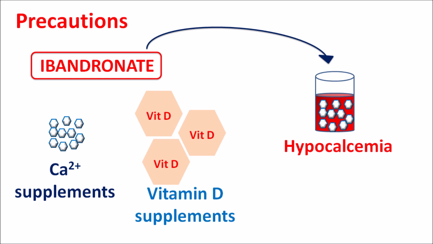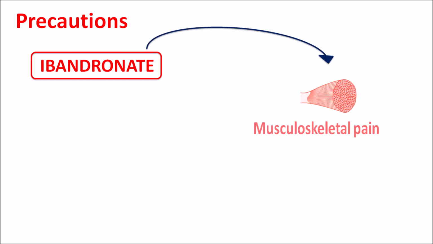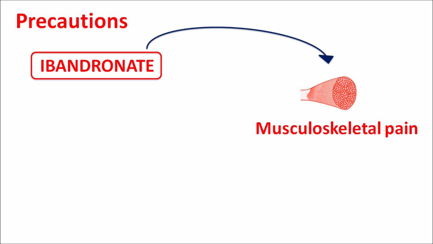So along with Ibandronate, any minerals or vitamins should not be given. At least 60 minutes gap should be maintained between the intake of Ibandronate and any other mineral supplements. Similarly, this drug can increase the musculoskeletal pain resulting in myalgia, back pain. So again, when severe back pain is observed, this drug should be carefully used.